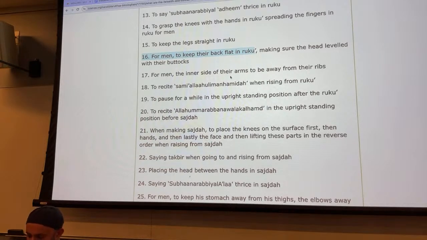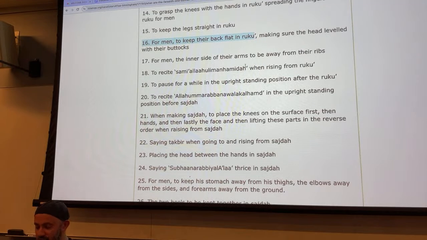Okay. The inner sides of the arms are to be away from the ribs. Here the idea is that you're having separation from your body, like your body is more open than constricted and narrowed. To recite Sami Allahu liman hamida when rising from ruku', so from the bowing to this. The idea in all of these invocations is that in each movement from posture to posture, there's some type of invocation. Does that make sense?